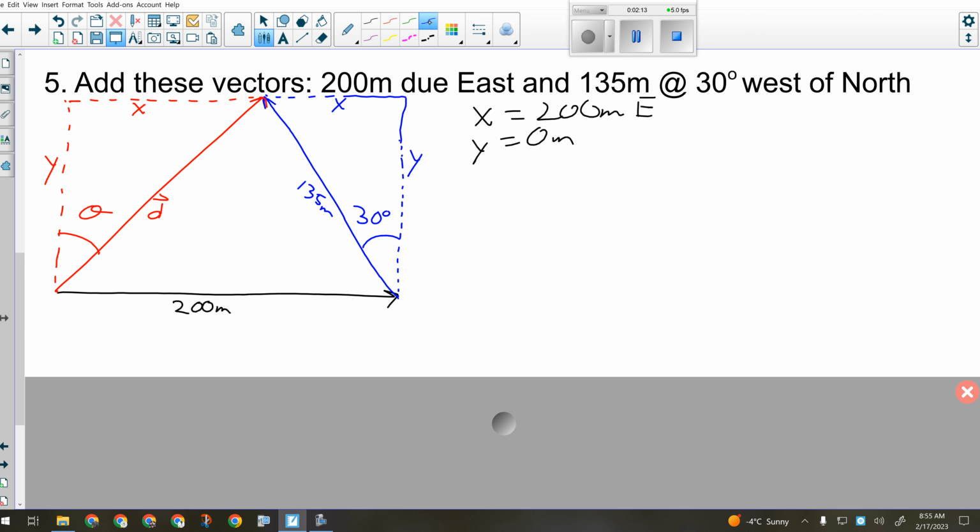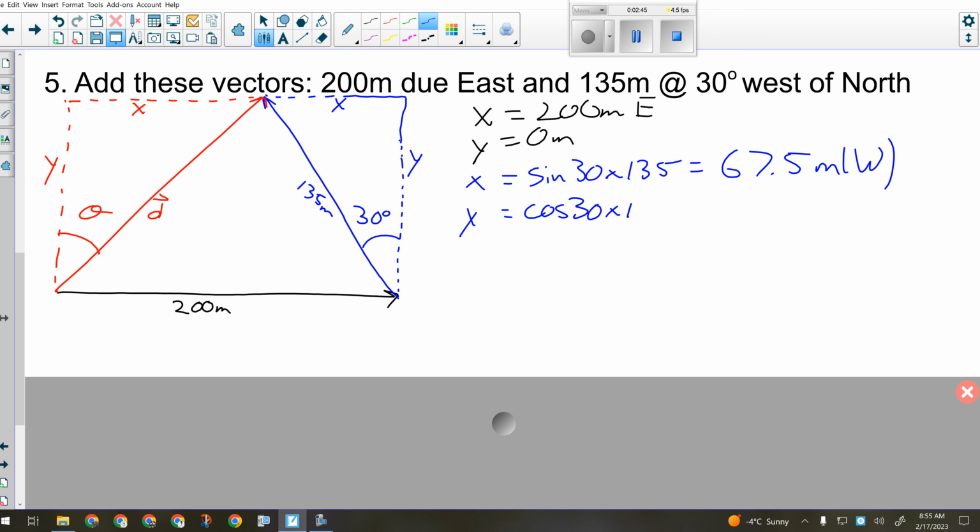Okay, and if we're looking for blue x, blue x is going to be the opposite side to our 30 degree angle, right? So we're going to have the sine of 30 times 135, which should be 67.5 meters, and that's going to be west. Okay, and then y is going to be the adjacent side, so it'll be the cos of 30 times 135.